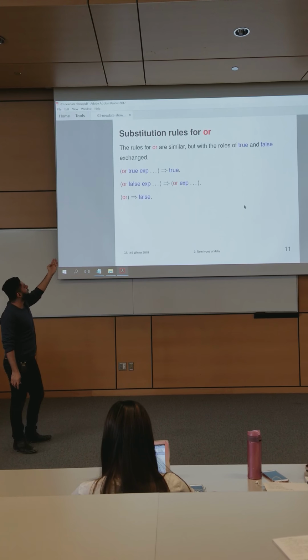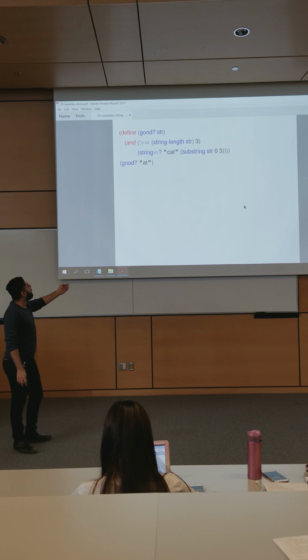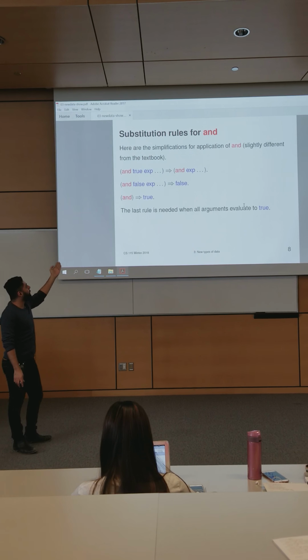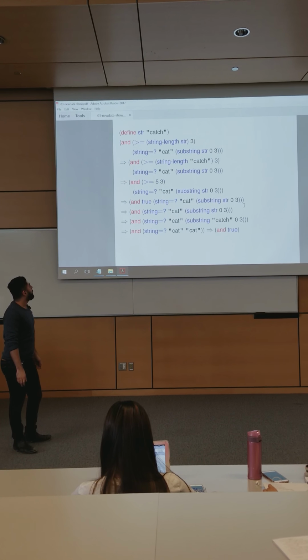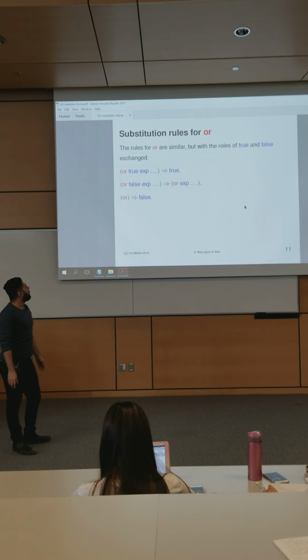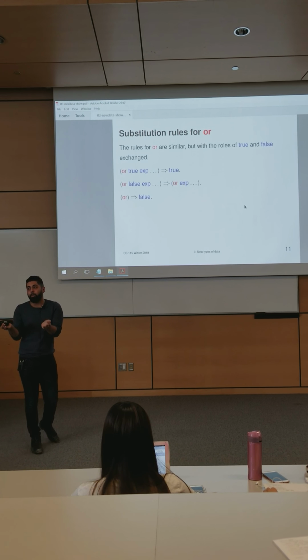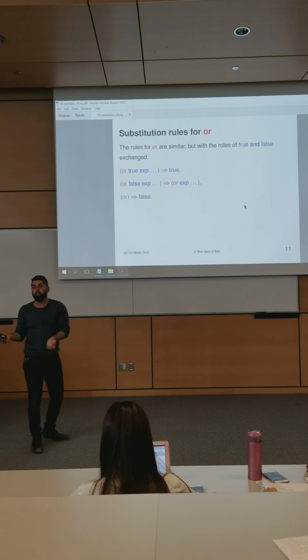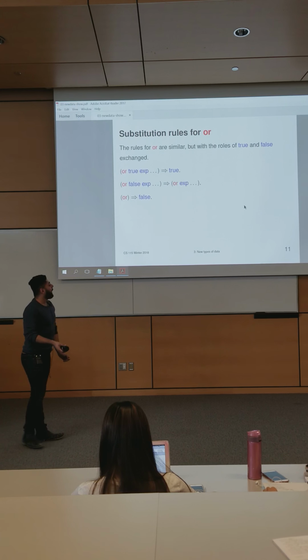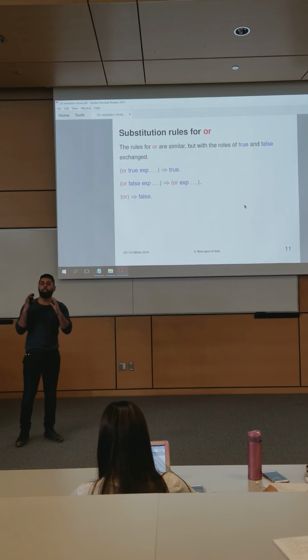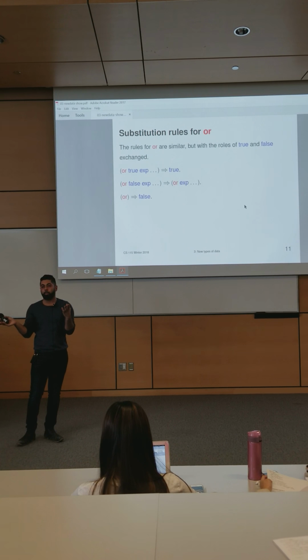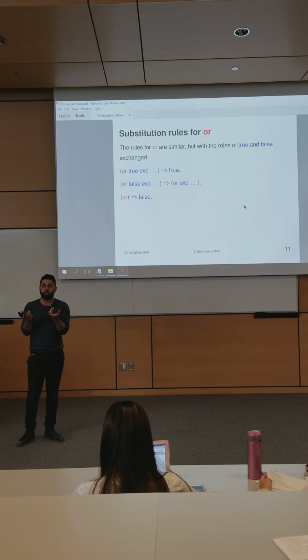So notice how or true expression returns true, and back here, and true expression returns and expression. So or true expression returns true, because we just stop. We stop at the first true. Only when we encounter a false, do we go to the next expression? And then, same thing with or. Once there's nothing left to evaluate, once we've gone over all the expressions, we'll just return a false.